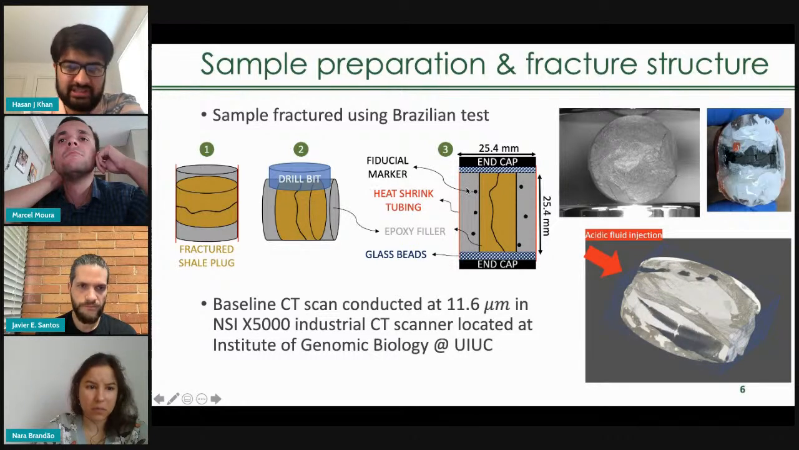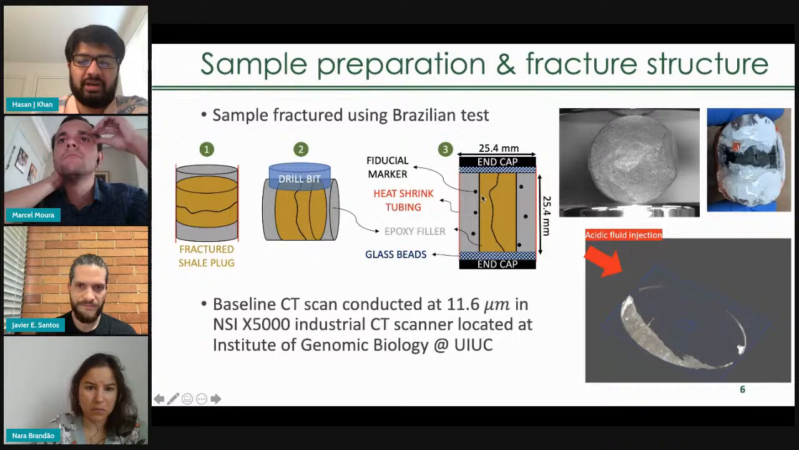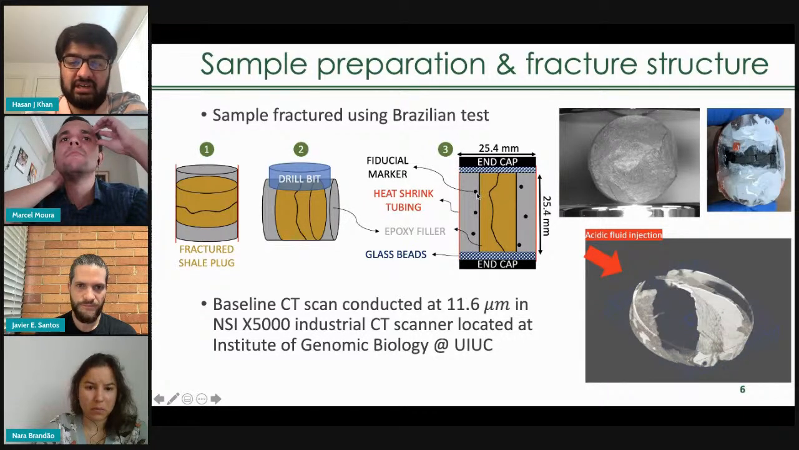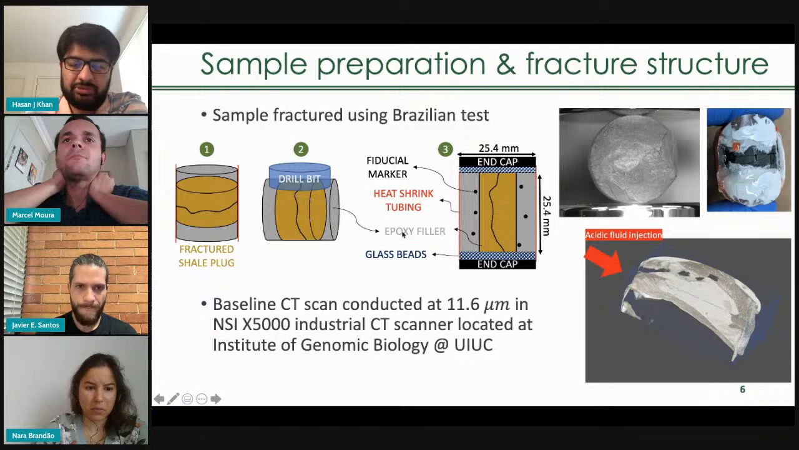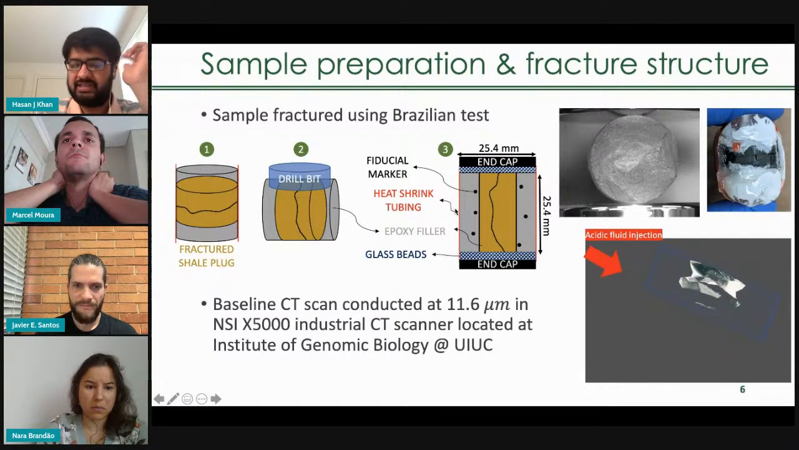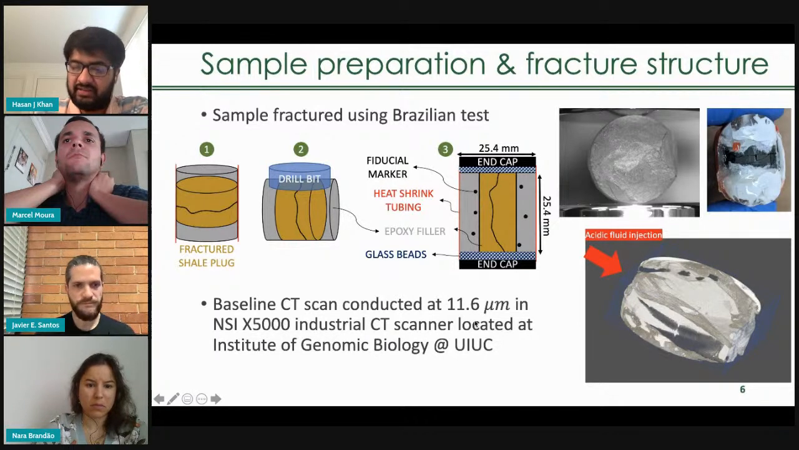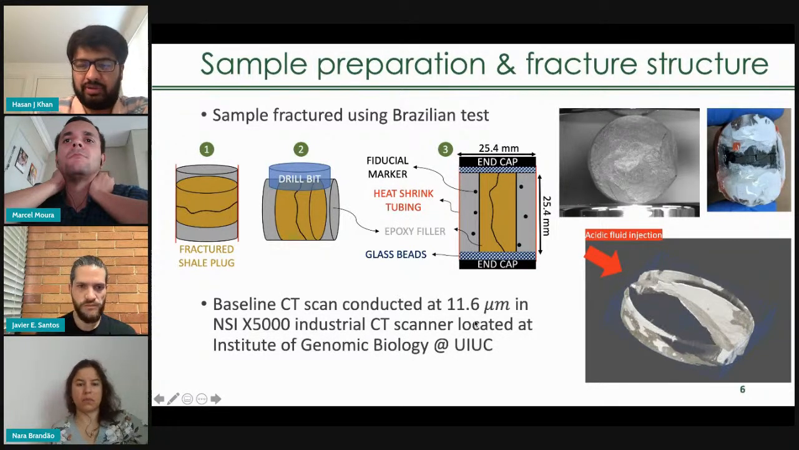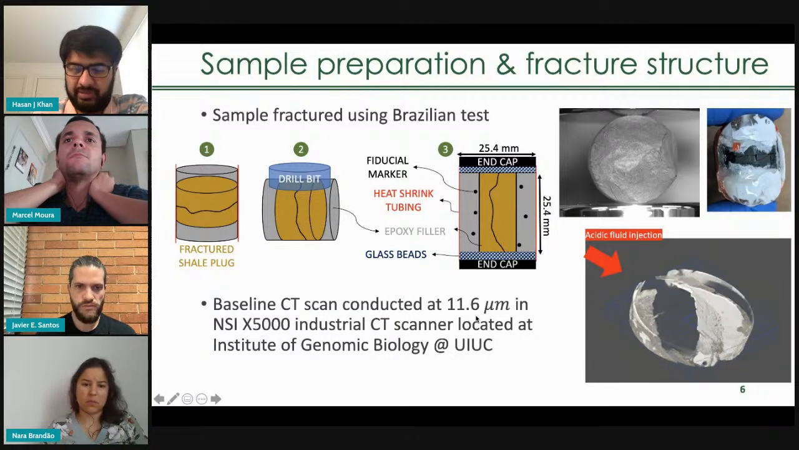So we reworked the sample by putting epoxy on the sides, and in the process we also added fiduciary markers. These markers are later utilized for image alignment. So once we created the sample, we conducted a baseline micro CT on it using the X5000 industrial CT scanner that is located at the Institute of Genomic Biology at UIUC at a resolution of 11.6 microns.